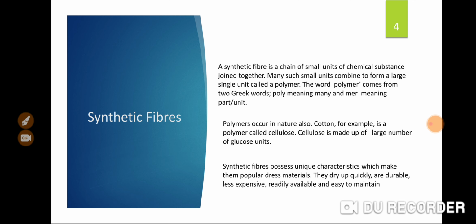Polymers occur in nature also. For example, cotton is a polymer of cellulose. Cellulose is made up of a large number of glucose units. Synthetic fibers possess unique characteristics which make them popular dress materials. They dry up quickly, they are durable, less expensive, readily available and easy to maintain.